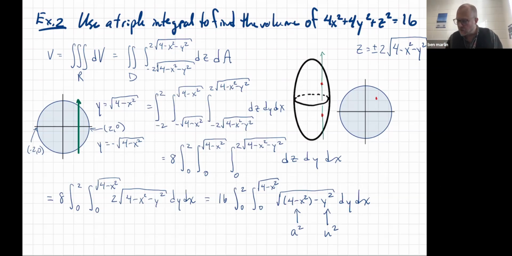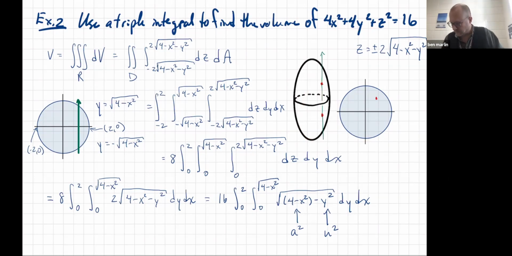But so we need to set this guy up, and our region is bounded by 4x squared plus 4y squared plus z squared equals 16. If you go to something like CalcPlot3D and ask it to draw that for you, I believe that you're going to find out that it's longer in the z direction than it is in either the x or the y directions. Let me think about that and make sure. Yeah, that should be right.